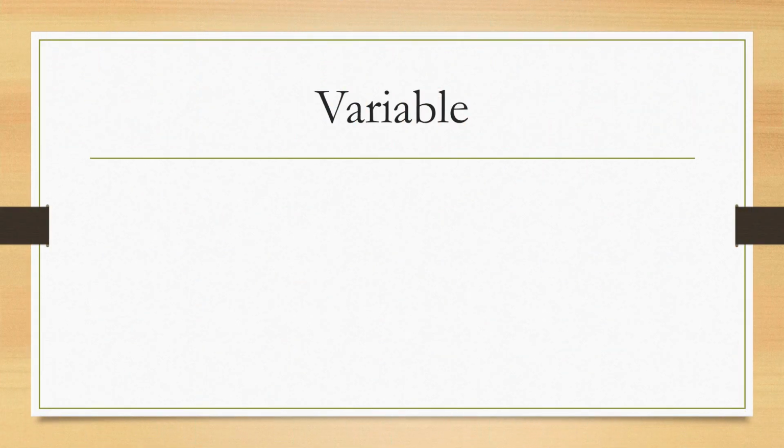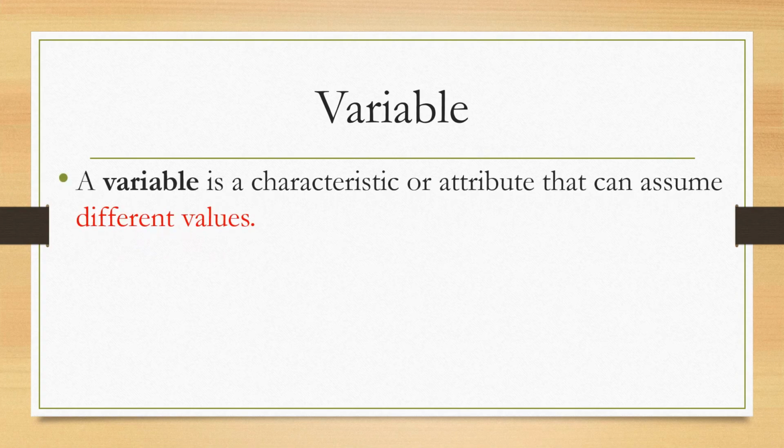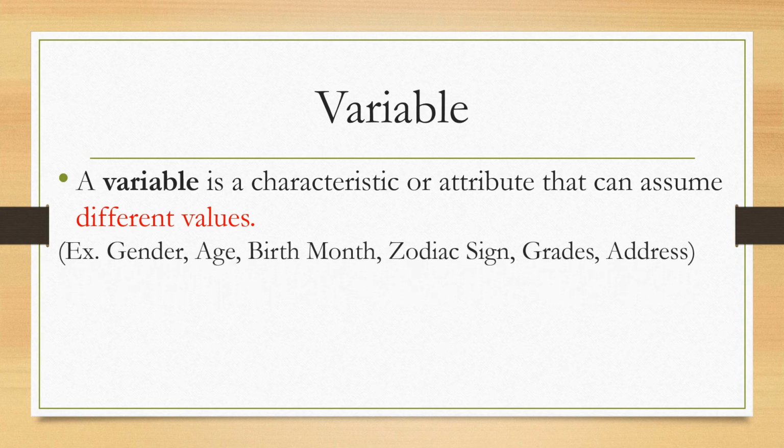What is a variable? A variable is a characteristic or attribute that can assume different values. Examples may include gender, it may take male and female. We also have age, of course, depending upon the age. We also have birth month, example January, February, March. And we also have zodiac sign, grades, and address.